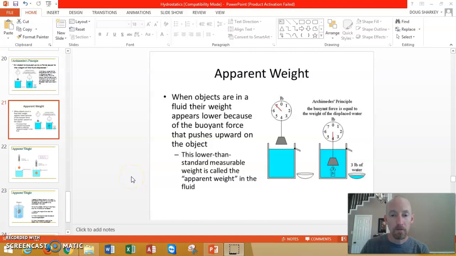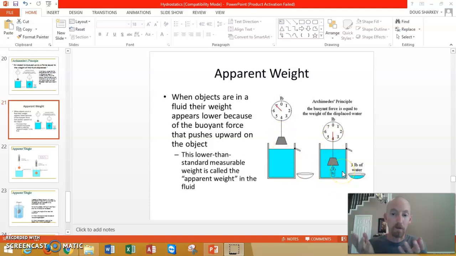Guys, I want to make a quick video about something called apparent weight. We already talked about buoyancy a bunch. If we take this block, it has a certain weight, and we submerge it in water, we know that the water is going to exert a buoyant force on it in the opposite direction of its weight. Weight is down, buoyant force will be up.